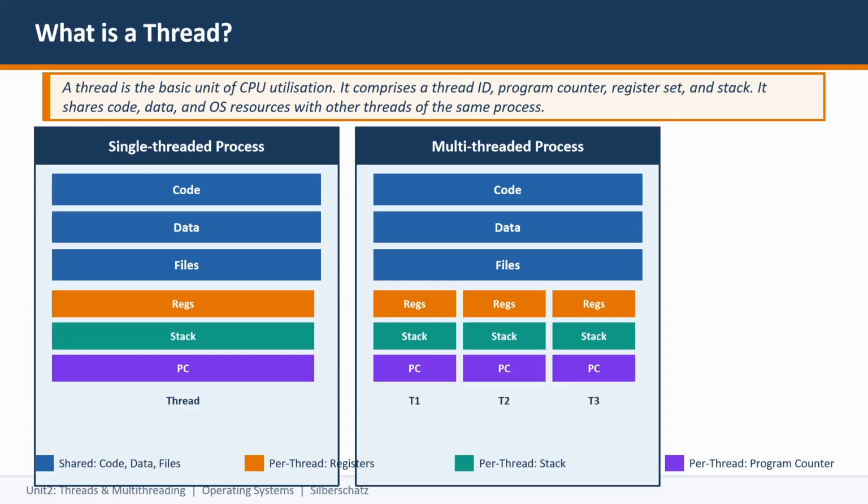Then single versus multi-threaded: in a single-threaded process only one task runs at a time, but in a multi-threaded process multiple tasks run simultaneously. For example, a web browser can download a file, display a web page, and respond to your clicks all at the same time. That is called multi-threading.